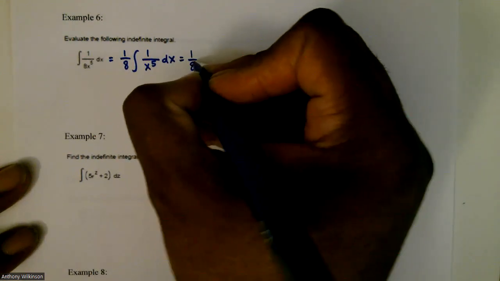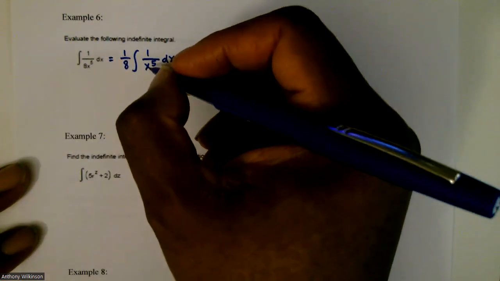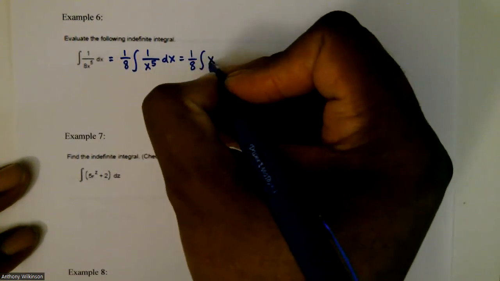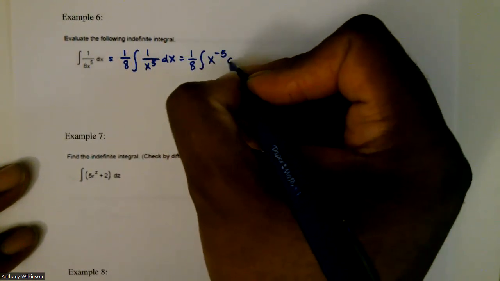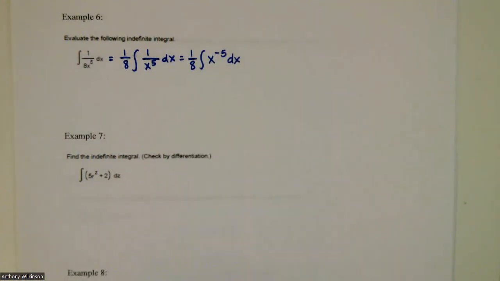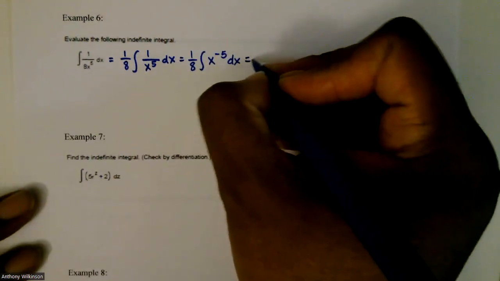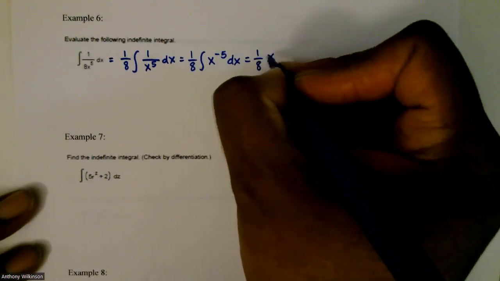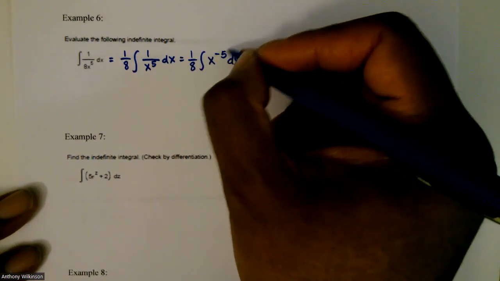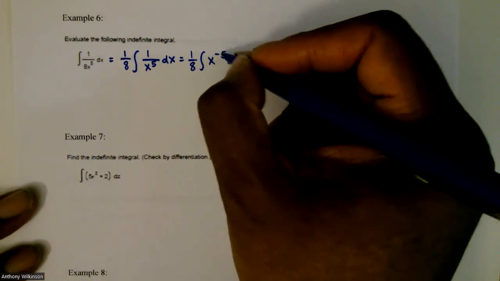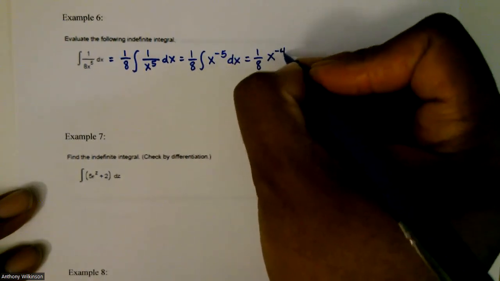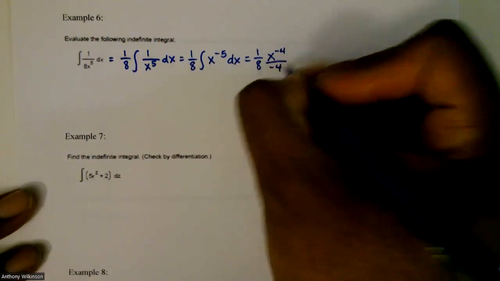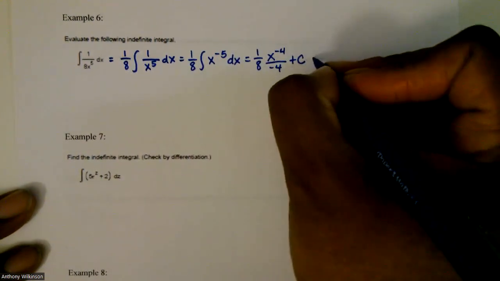So I'm going to write this as negative 1/8 times the integral of, and I'm going to pull that x to the 5th out of the denominator and write it as x to the negative 5 dx. Now I'm going to have to use the power rule. Bring the x over, increase the power by 1 by adding 1. So negative 5 plus 1 will be negative 4, divided by that new exponent of negative 4, and then plus c.